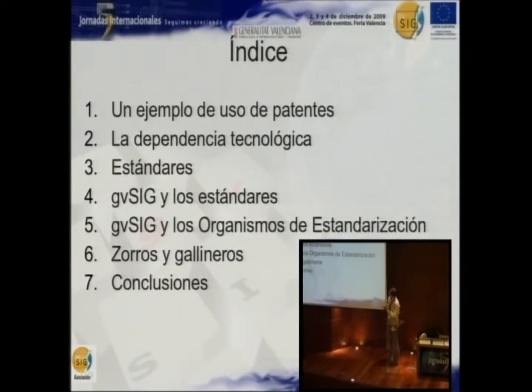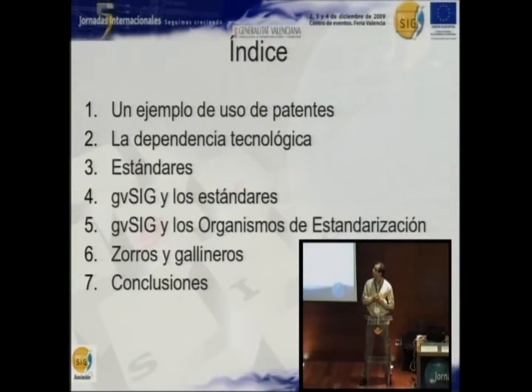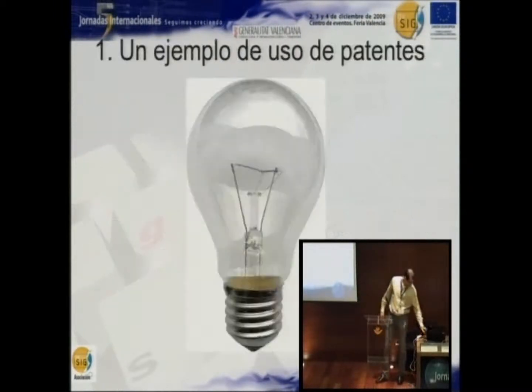Let me show you the contents of my presentation. This is the structure. We'll first talk about an example of the use of patents, and I will then describe a problem, namely technological dependence. What is the solution to the problem? Standards, chapter number 3, and then in sections 4 and 5, we'll talk about gvSIG and standards and standardizing organizations. Number 6, foxes and hens. If you want to know about this, you better wait. And I will finish with some conclusions.